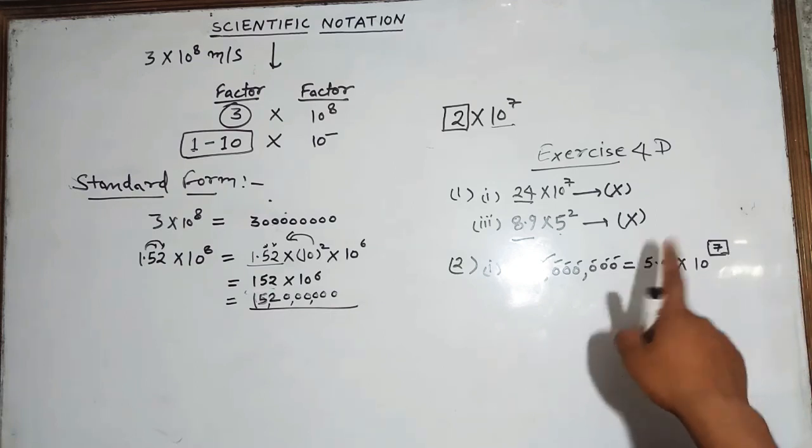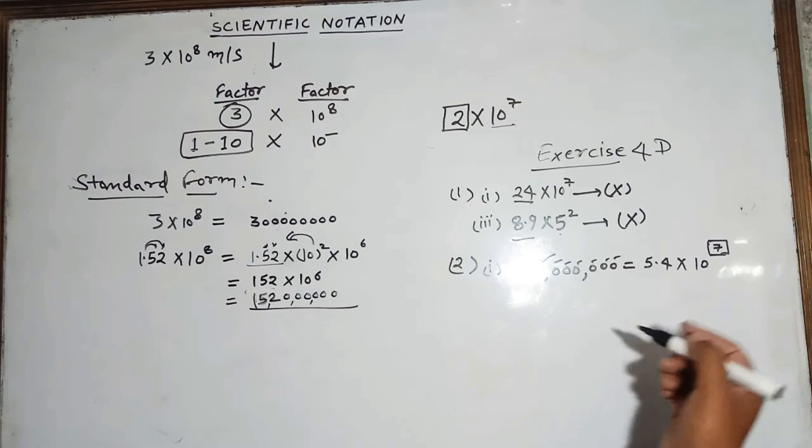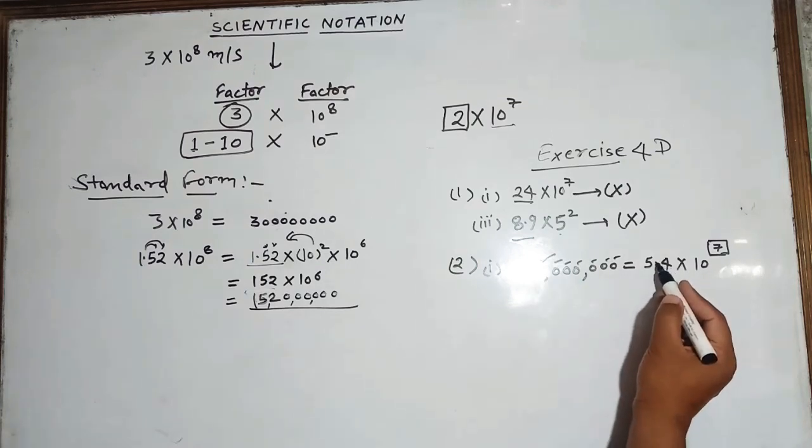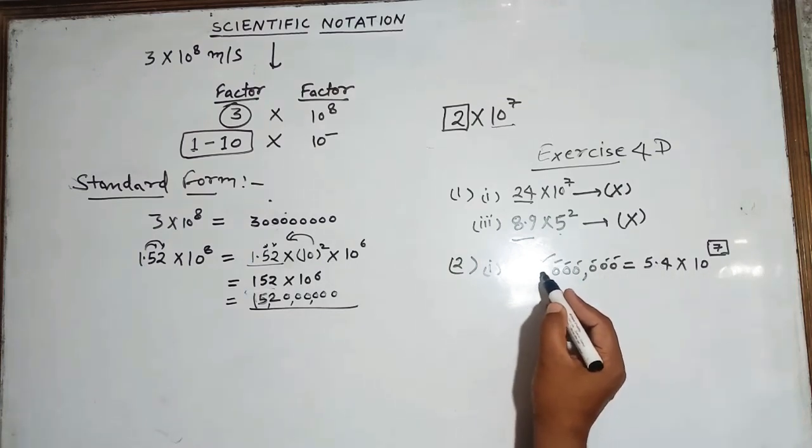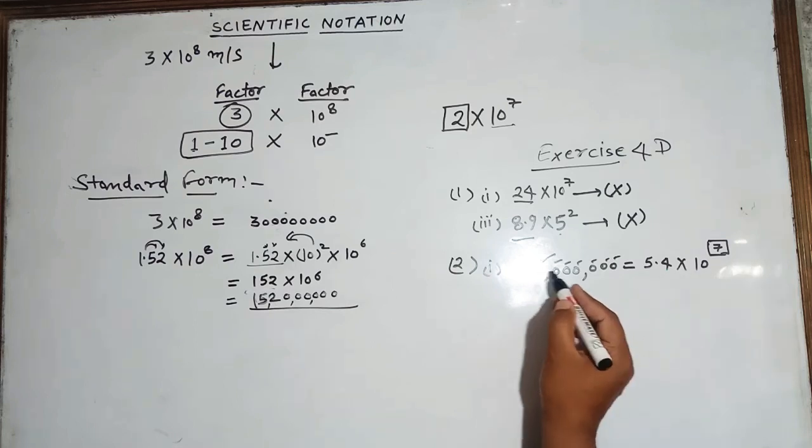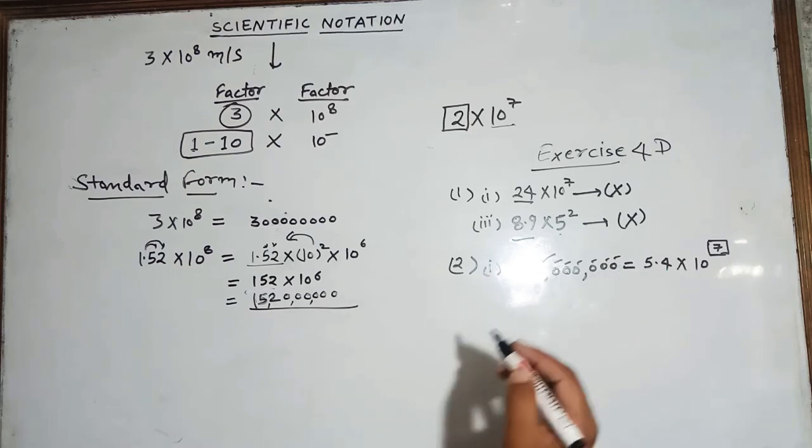It means from the decimal you will count the power of 10. So from here, where the point is, after the point whatever the number of digits, that power you will write. So 1 2 3 4 5 6 7 it will be.